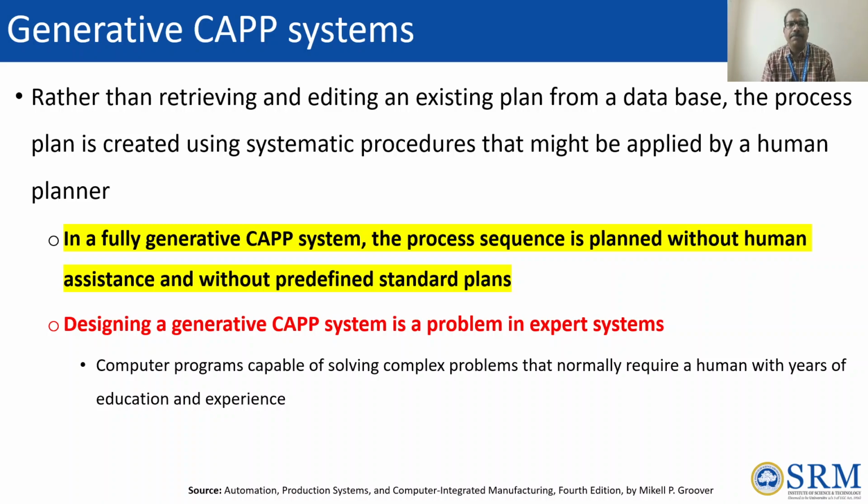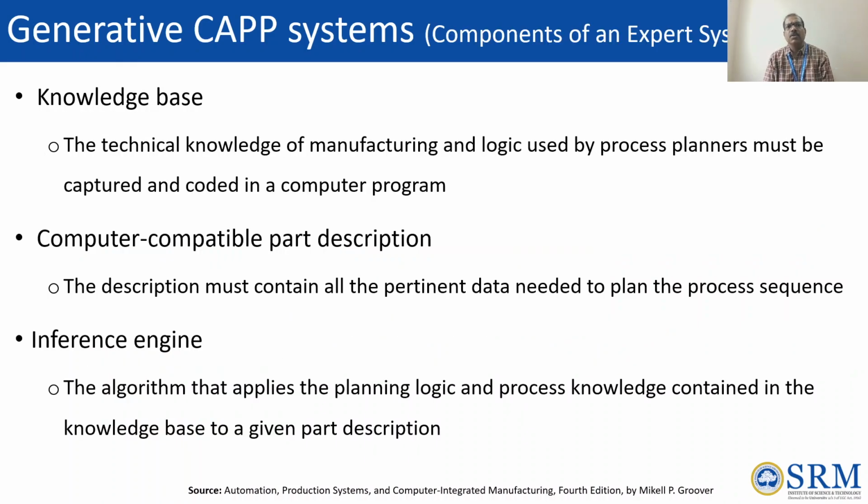Designing generative computer process planning comes under expert systems, or artificial intelligence, so we need to use computers for that. An expert system has mainly three components: a knowledge base, a computer for understanding the parts, and an inference engine or working memory.